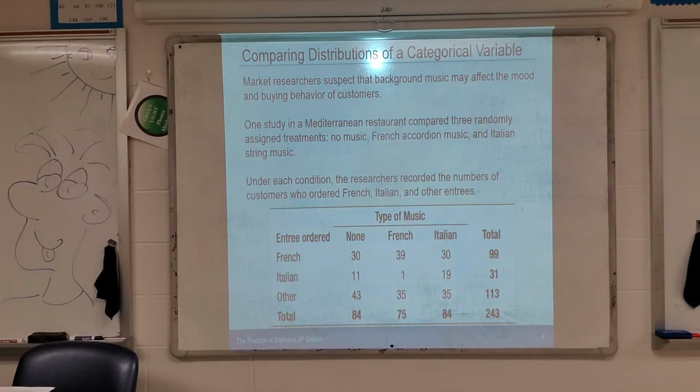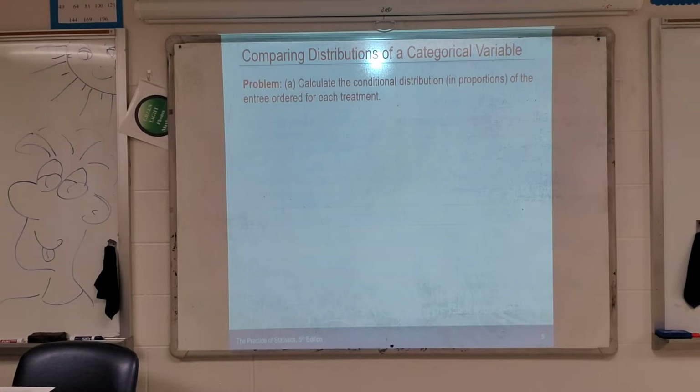And where those numbers are coming from. I guess American food would be ordering. So 30 people ordered French food even though they were not listening to any music. And 30 people ordered French food while listening to Italian music. But 39 ordered French food when listening to French music. Only one. All right.